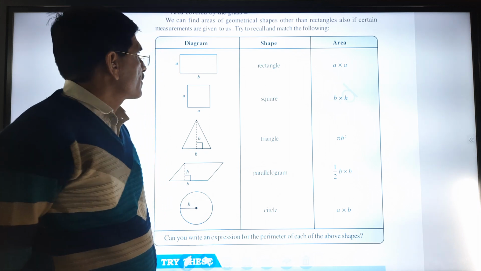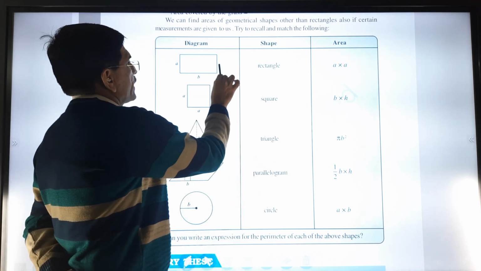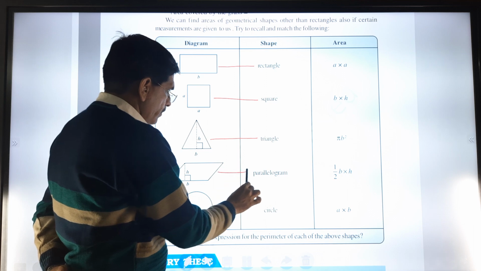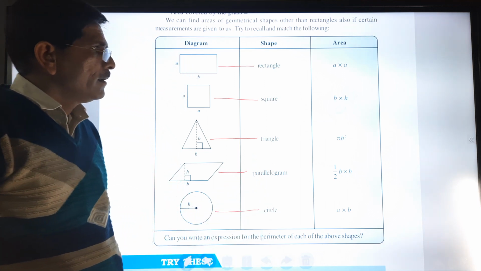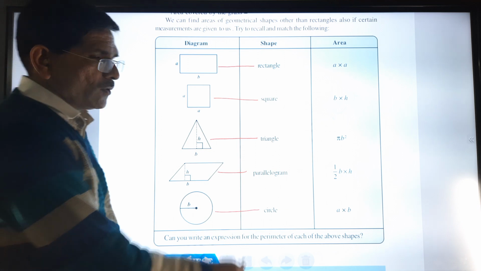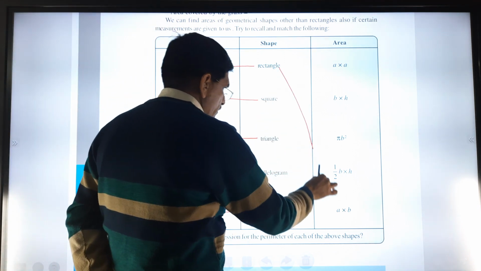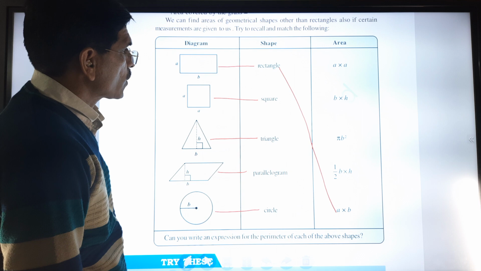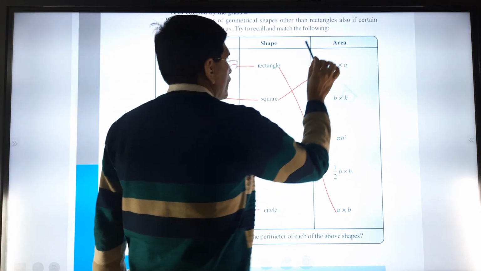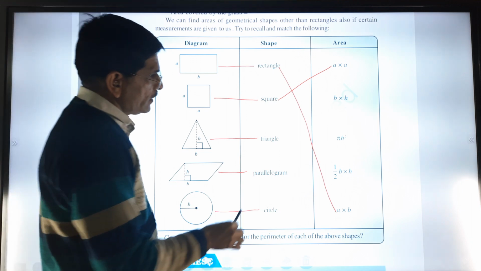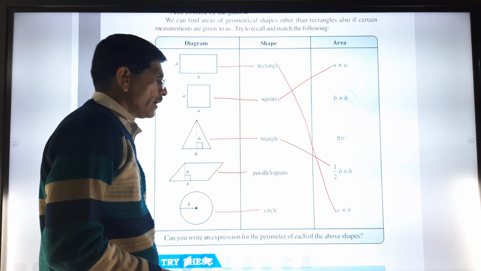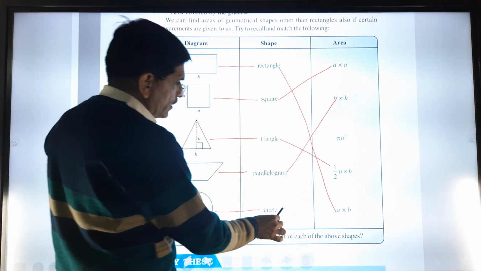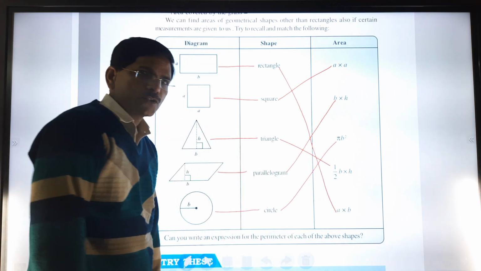Everyone multiply, get it? Here it is a rectangle, here a square, a triangle, a parallelogram, a circle. Now, area of a rectangle. Does anyone know the area of a rectangle? A into B. Now the square, what is the area of a square? A into A. Triangle, half into base into height. Parallelogram, base into height. And circle, that is pi r square.